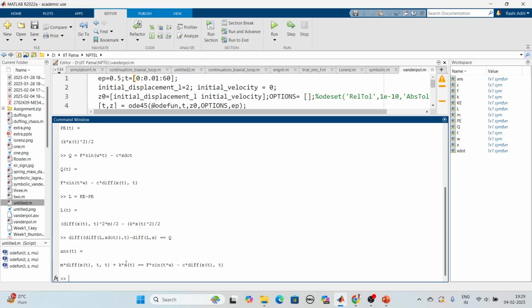Then we have plus kx, is equal to what? F sin omega t minus c times the derivative of x(t) with respect to t, which is velocity, c into x dot. If you bring the c x dot to the left-hand side, you'll get m x double dot plus c x dot plus kx is equal to F sin omega t, which is nothing but my equation of motion. I hope this is clear.